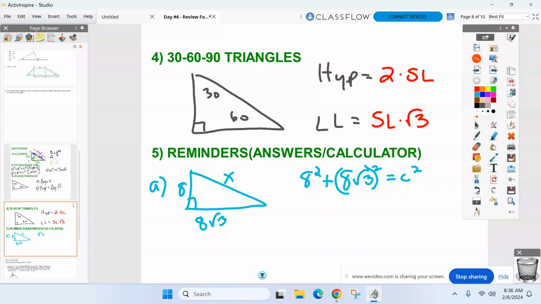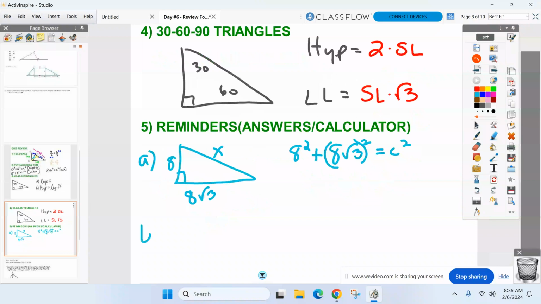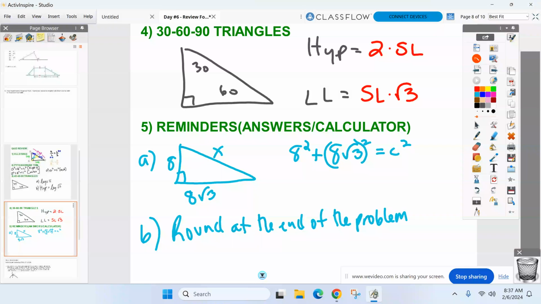Final thing, if there's rounding directions tomorrow, nearest tenth, nearest whole number, nearest hundredth, whatever the rounding directions are, when do we round? At the end of the problem. Do not round numbers mid-problem, all right? So round at the end of a problem. Do not do it halfway in between and then you start rounding. Write the full calculator display out. Questions?